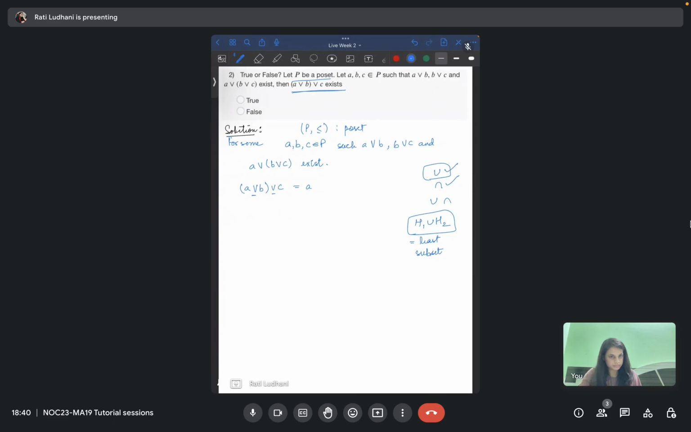Union means two sets are joined, and intersection means we take only one element. And here we used join and meet. What is the difference between union and join, and intersection and meet? Okay, what is the difference, so basically what is that?